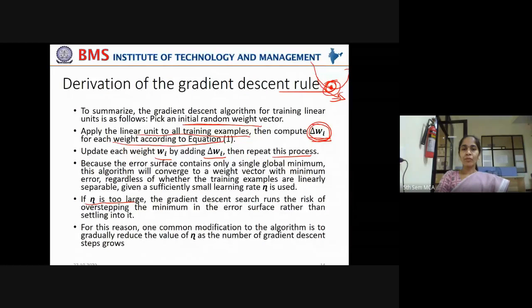For this reason, one common modification to the algorithm is to gradually reduce the value of nu, the learning rate, as the number of gradient descent steps grow. After certain steps, reduce the learning rate so that it settles at the global minimum without missing its ideal target function. If it misses, then we may not be able to come back. Why? Because it has gone to the other side and it is trying to find a local minimum again, so it doesn't reach the global minimum at all. That is why the learning rate should be optimized so that it reaches the destination without overshooting it.